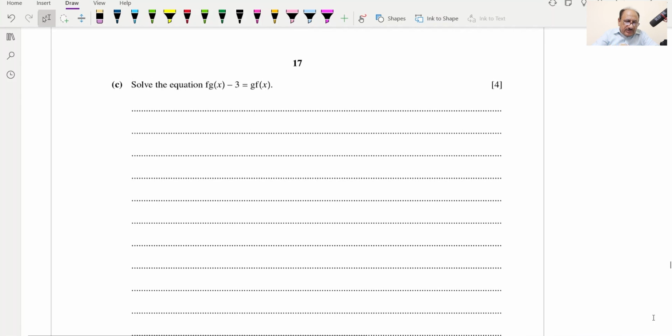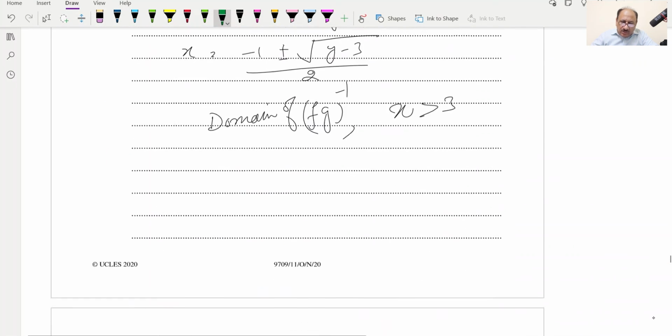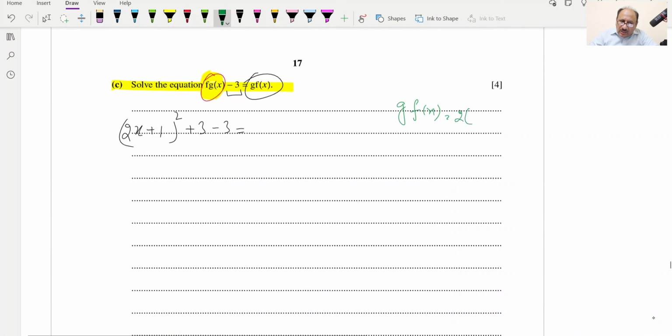Now c part says solve the equation fg of x minus 3 is equal to gf of x. Now we have fg of x, this portion we already have. So we can write that portion, which is 2x plus 1 squared plus 3. And this minus 3 we can write over here. Now we need this portion g of f of x, which we can find. g of f of x will be equal to, we will replace f of x in g of x, and f of x is x squared plus 3, we will replace in 2x plus 1, so we will get 2 into x squared plus 3 and plus 1. So this will be the expression which we will be copying over here.